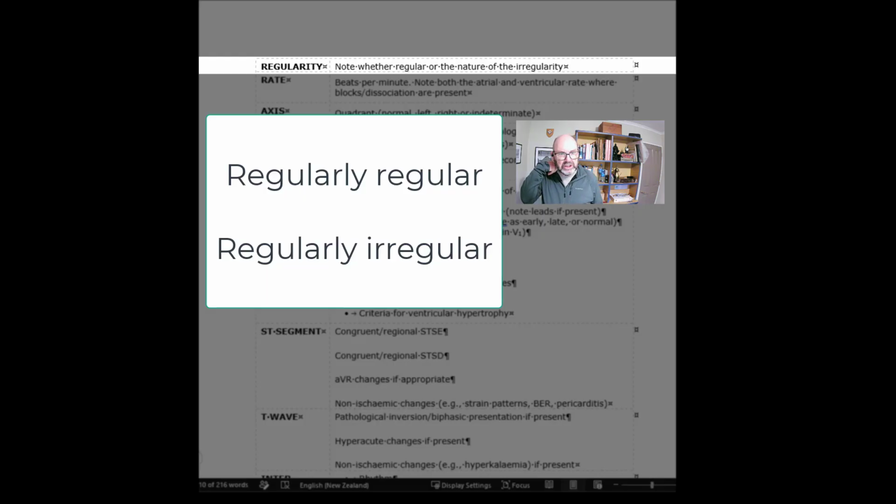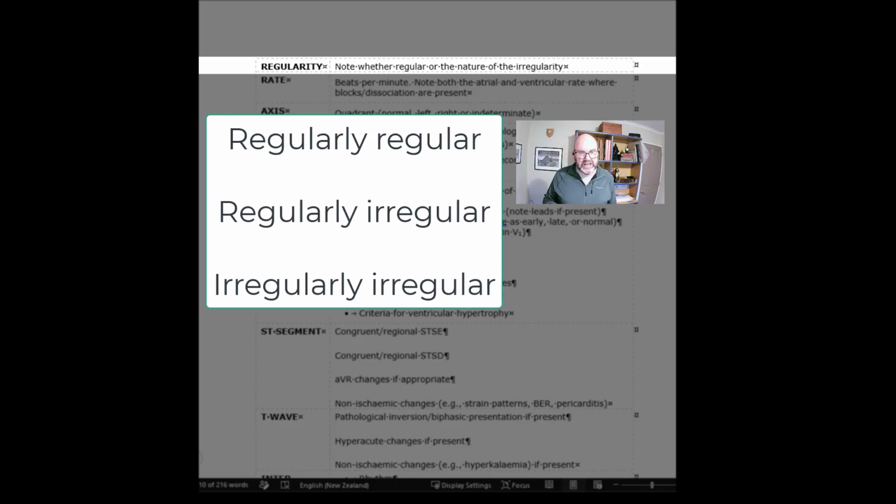The next determination you might make is that the rhythm is regularly irregular. So in this case, if the difference between the R to R intervals is greater than 0.08, that is more than two small squares, and this change is happening in a predictable and repeating sequence, it is described as regularly irregular. The classic examples of this would be a ventricular bigeminy, maybe a second degree AV Mobitz 1, the Wenckebach type block, or something like a sinus arrhythmia.